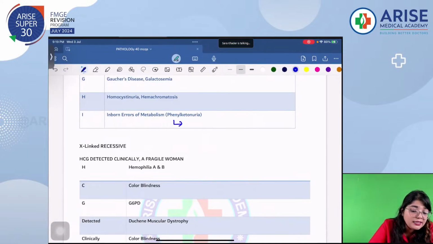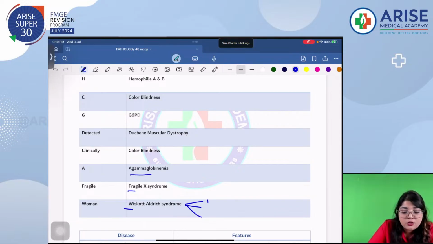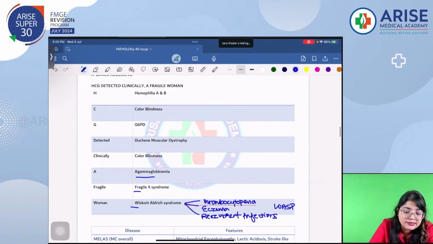Musty odor, phenylketonuria, phenylalanine hydroxylase, musty odor. Okay? What about all this? Agammaglobulinemia we have just discussed. Fragile X syndrome, Wiskott-Aldrich. Wiskott-Aldrich also has a triad. So there is thrombocytopenia, eczema and recurrent infections, right? Yes, please try to recall this. Again, this was a defect in WASP gene. So it's the only place where you have small platelets, right?